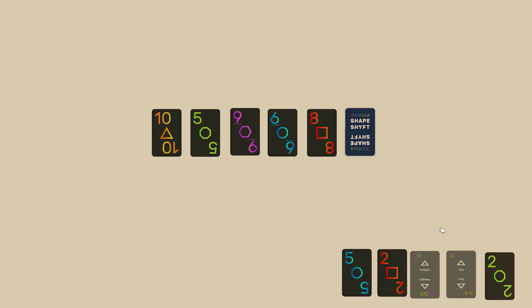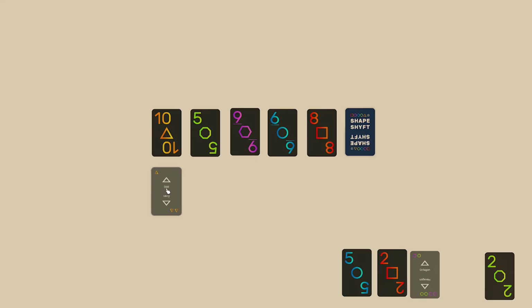Here's how to attach a shift card. You can attach a shift card to a shape card in the public area as long as it shares at least one shape in common with the card you're attaching it to, and also the orientation of the shift card is correct and legal. Let's look at this one. We can attach this shift card only to the 10, because the 10 is a triangle, and this card also has a triangle, and that's the only shape on this shift card, so this is the only valid placement for it.